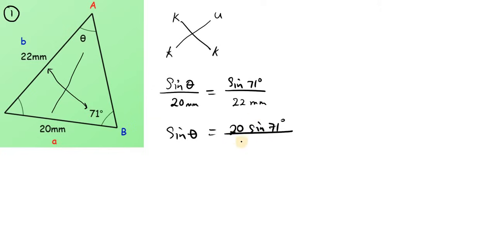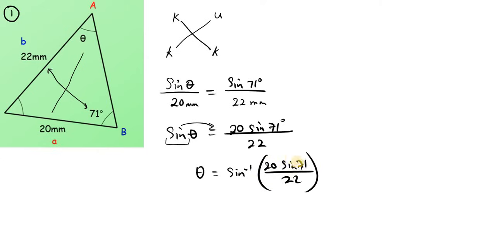Now I'm going to put back the 22 millimeters, 22. Then I want to find theta. Remember, that's the goal. So when I transpose sine by itself, notice I'm moving sine by itself, not with theta, but just by itself, we're going to use sine inverse. So sine inverse of 20 sine 71 over 22.